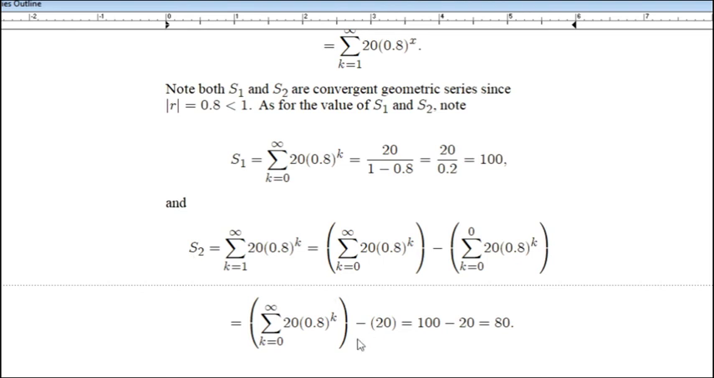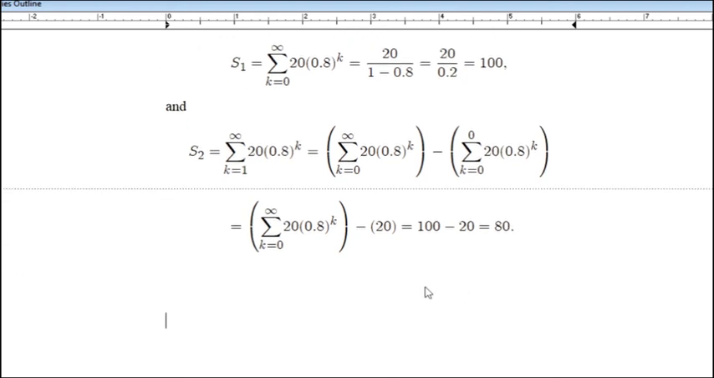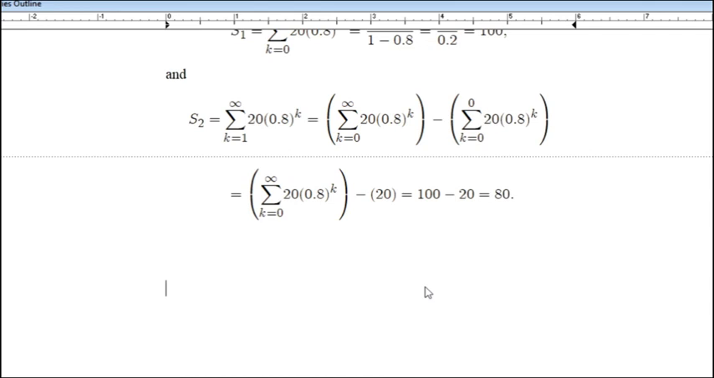S sub 2 can be thought of as the value given for S sub 1, which is 100, minus the quantity given in the very first term of S sub 1, or the zero term, the case for k equal to 0. And that is going to be 100 minus 20 in value, which results in 80. So in this particular problem, we're able to conclude that the distance traveled, or illustrated by series S sub 1, is 100, and the distance illustrated by series S sub 2 is 80.